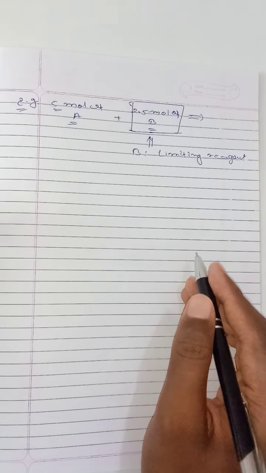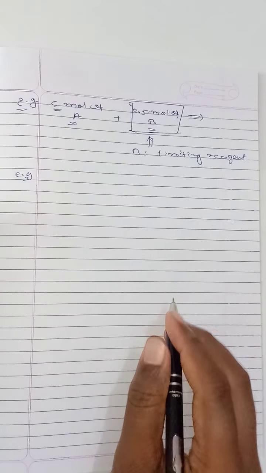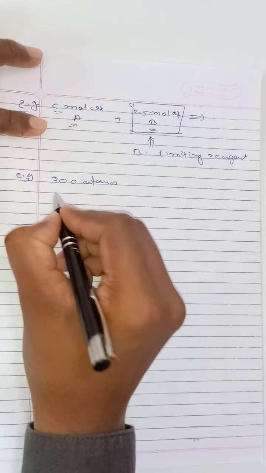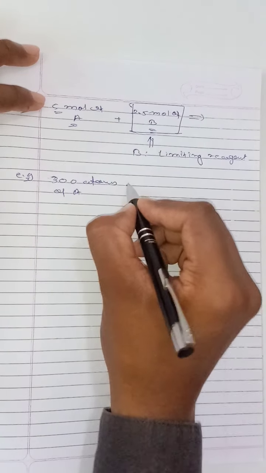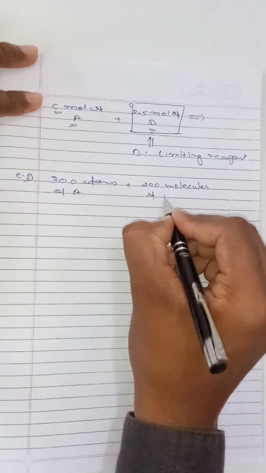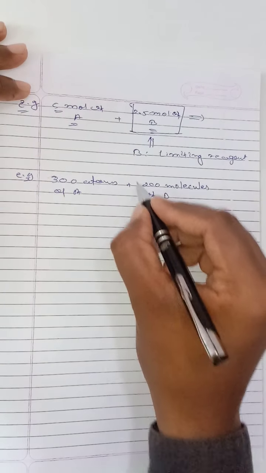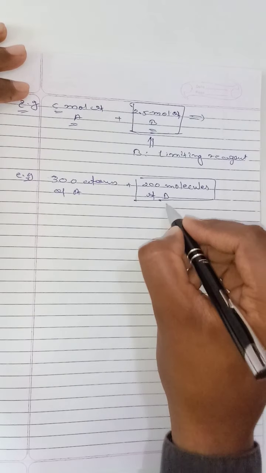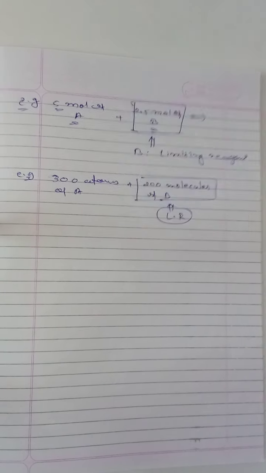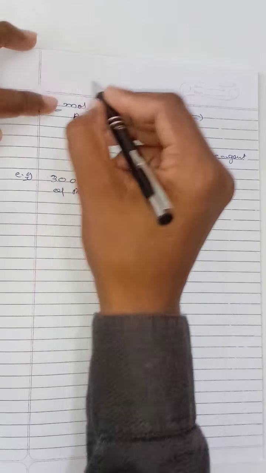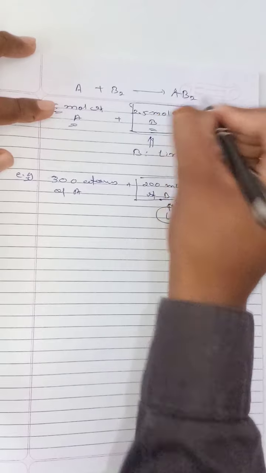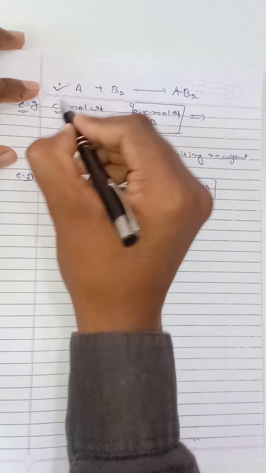Okay, let's see another example. Suppose here 300 atoms of reactant A and 200 molecules of reactant B. So here 200 molecules of reactant B is said to be our limiting reagent, because in both cases the reaction considered is A plus B2 that gives AB2.